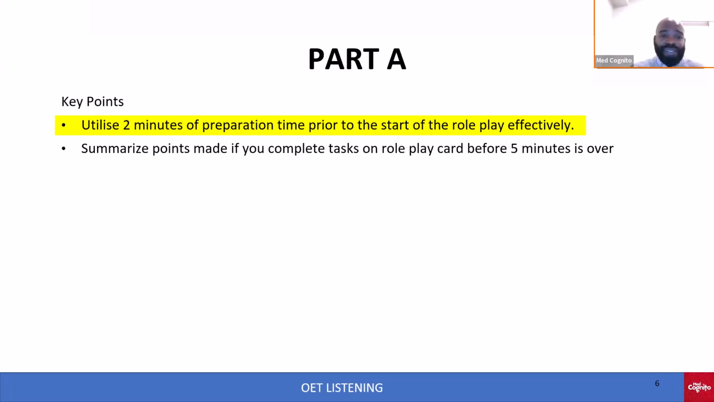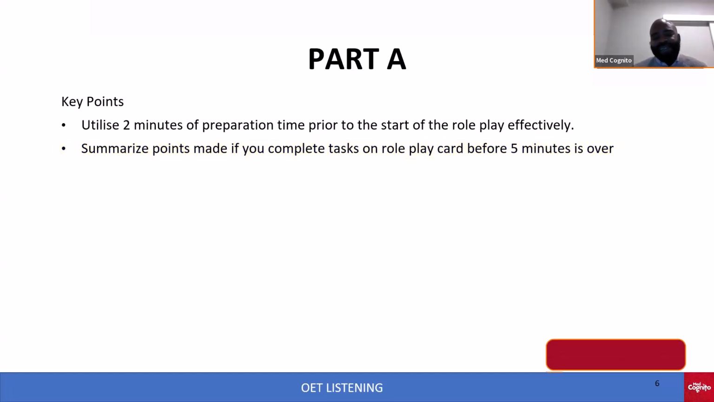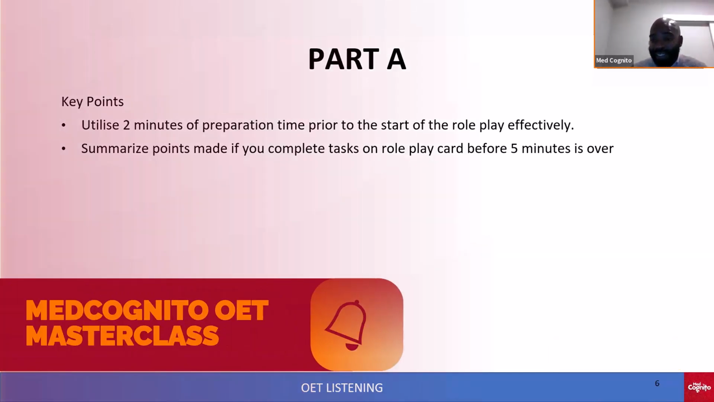The second key point is that when you are done going through the points, if your 5 minutes is not up, you just don't sit down and stare at the face of the examiner. You take your time to summarize the points that you've made previously. If you summarize it, you may score some extra points with the examiner. This is the role play that takes place in the speaking test for the OET English test.